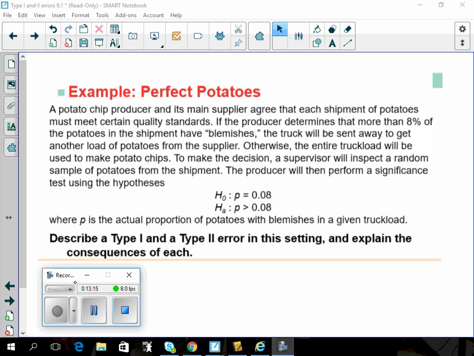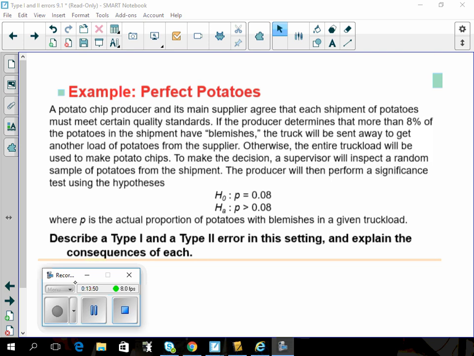All right, so a potato chip producer and its main supplier agree that each shipment of potatoes must meet certain quality standards. If the producer determines that more than 8% of the potatoes in the shipment have blemishes, the truck will be sent away to get another load of potatoes from the supplier. Otherwise, the entire truckload will be used to make potato chips. To make the decision, a supervisor will inspect a random sample of potatoes from the shipment. Now, that makes sense because they can't inspect every single potato, right? So a random sample makes sense in this context.